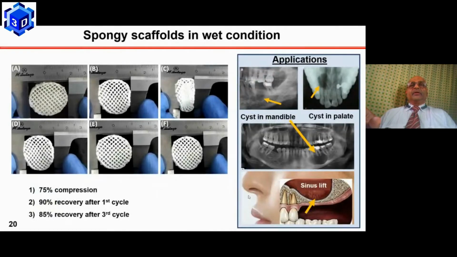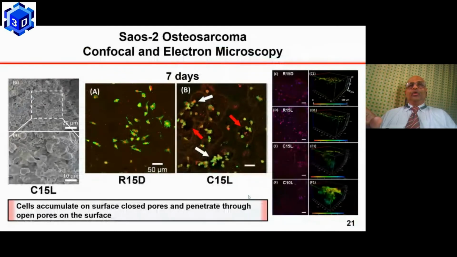One advantage of these scaffolds is that they are spongy. They have the ability to recover after a deformation, and this is important in applications where the access to the void is through a very narrow opening.